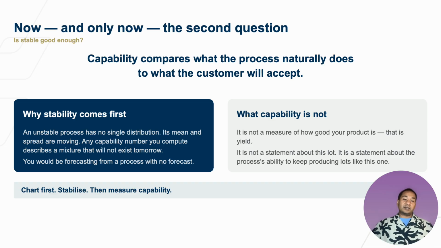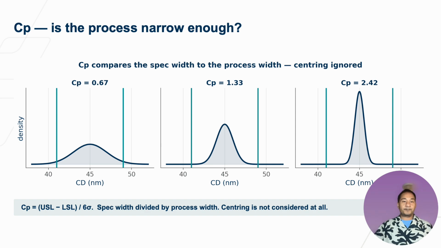What capability is not? Two things it is not. It is not a measure of how good the product is, that is yield, and it is backward looking. It is not a statement about this lot, it is a statement about the process's ability to keep producing lots like this one. Capability is a forecast, which is exactly why it requires stability.